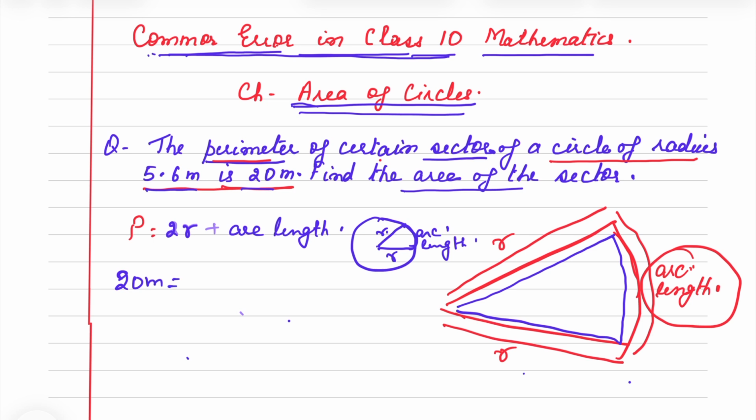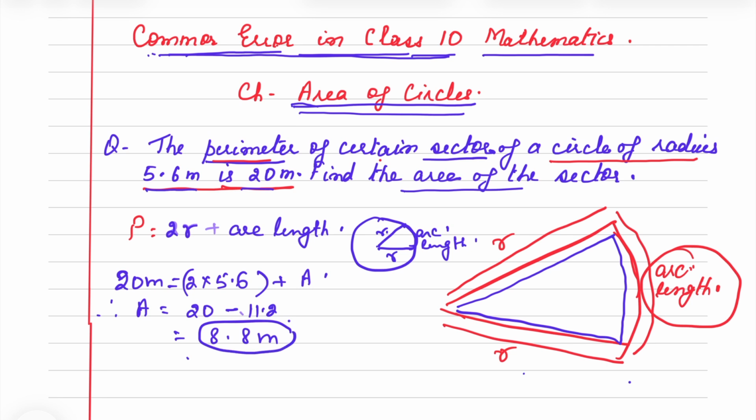Perimeter is given to us as 20 meter. 2 radius is 2 into 5.6, plus the arc length we want to find out, so I write a. So we find the arc length: that is 20 minus 2 into 5.6, that is 11.2. Subtracting, we are getting 8.8 meter. Be careful when you subtract values with decimals.